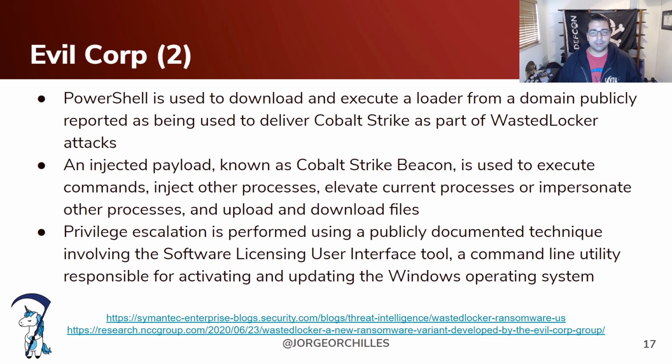Then it injected a payload. In this case, Cobalt Strike's payload is called Beacon, and that is used to execute commands. It injects into other processes. It elevates the privilege, and then it could upload and download other files, in which case it would do that for this particular malware. The privilege escalation in this particular attack against Garmin seemed to be with the software licensing user interface tool, which is a command line tool that comes with the operating system. We call these living off the land because it's a tool that's already there. They would use that to escalate privileges.